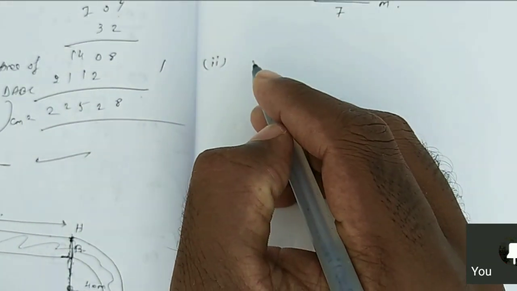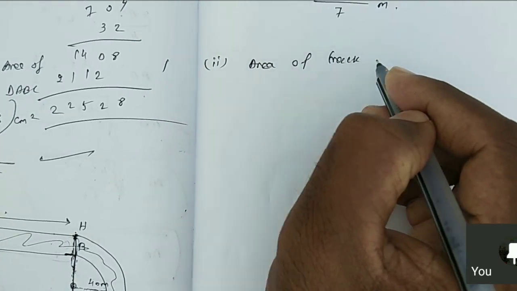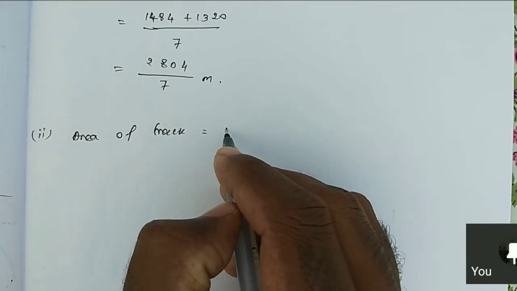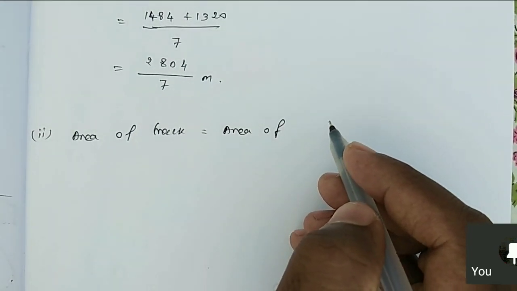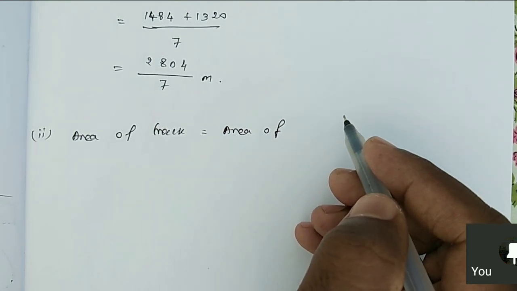Now we can find it. Area of the track is equal to, sorry, area of the track is equal to area of, what can we write here? What is the name they have given?